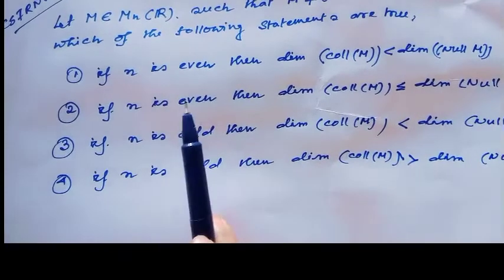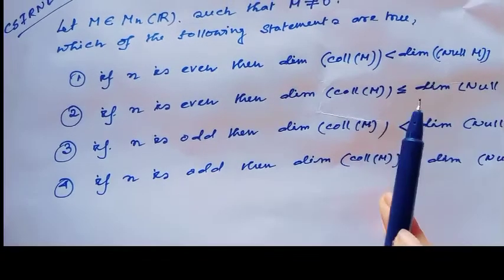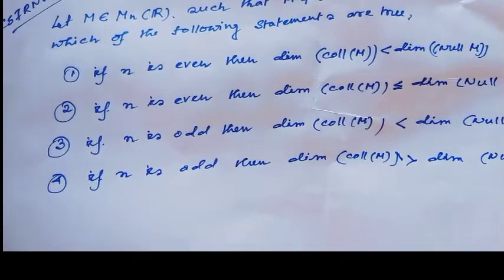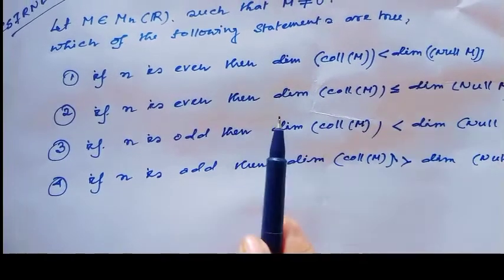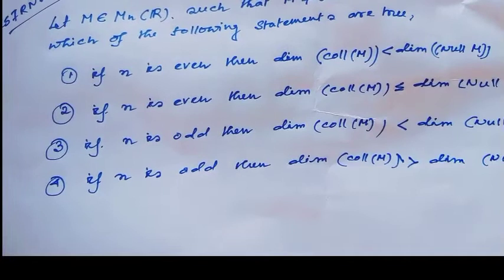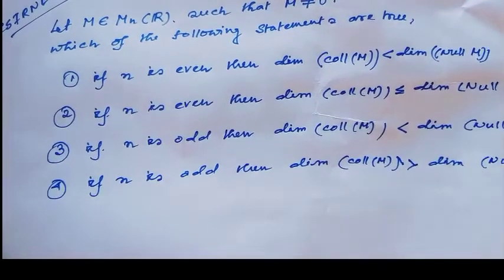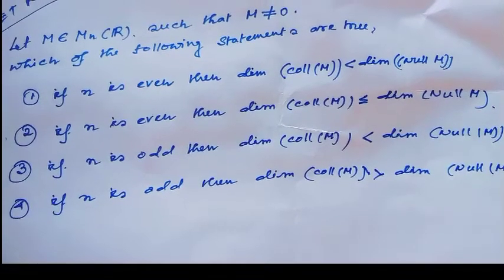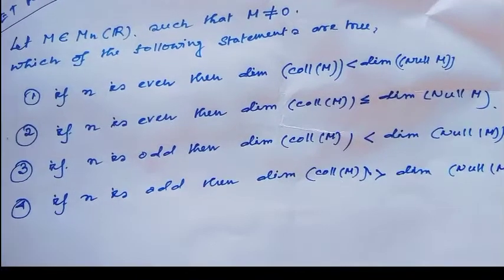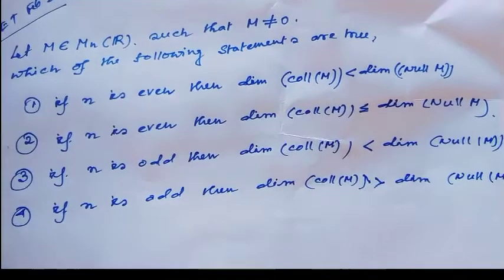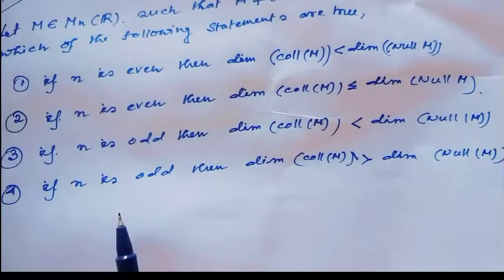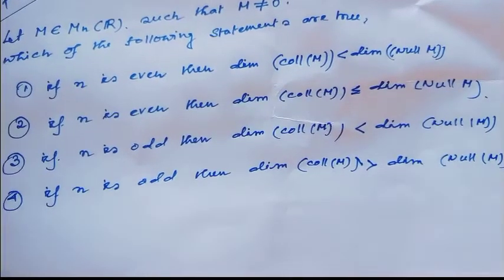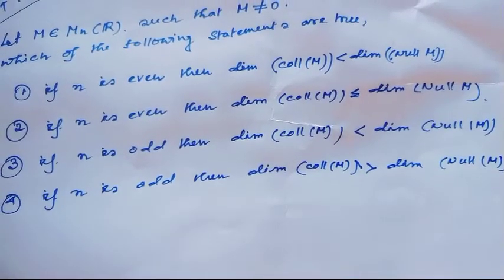Option 1, if n is even, then dimension of column space is less than dimension of null space of this matrix. Option 2, if n is even, then dimension of column space of the matrix is less than or equal to dimension of null space of this matrix. Option 3, if n is odd, then dimension of column space of the matrix is less than dimension of null space of the matrix. Option 4, if n is odd, then dimension of column space of this matrix is greater than dimension of null space of this matrix.